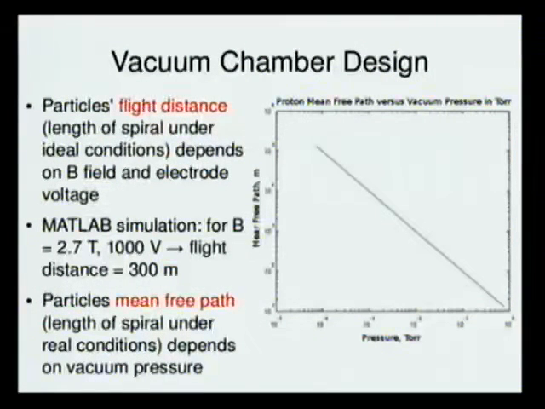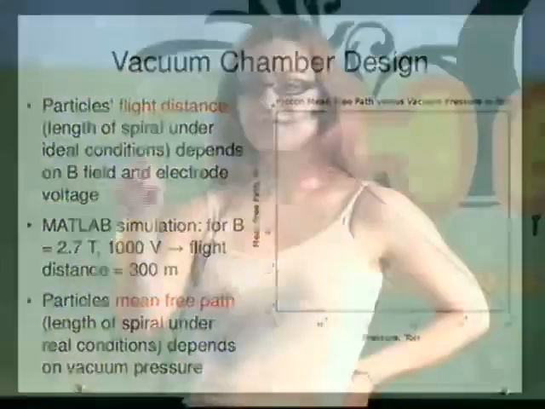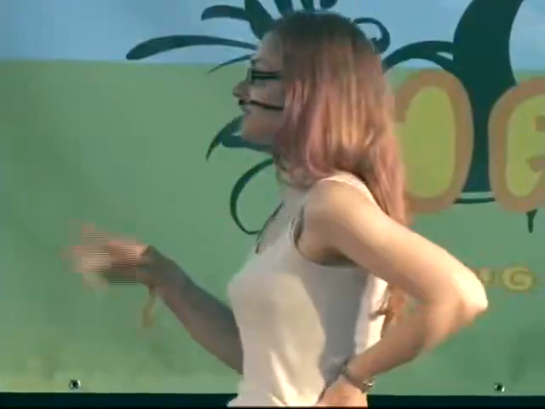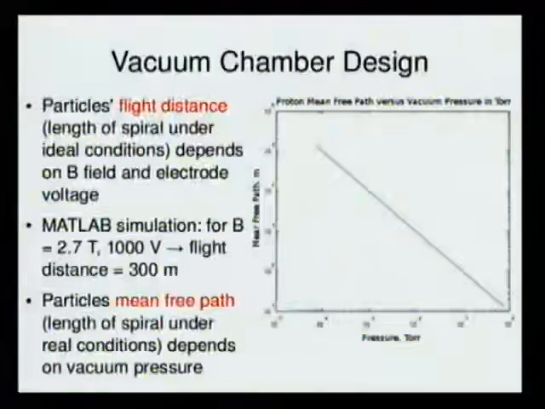So for vacuum chamber design, there are two main things you have to think about, and those are flight distance and mean free path. The flight distance is the length of the spiral under ideal conditions, and that, as we said before, depends on the magnetic field and the voltage applied across the electrodes. The voltage applied across the electrodes and the distance between the electrodes gives you the electric field, which is accelerating them.